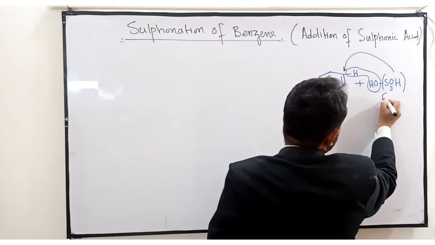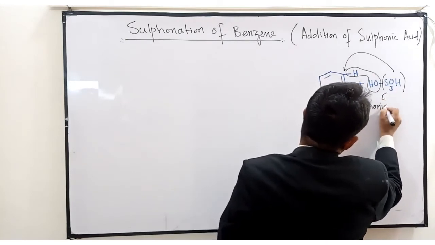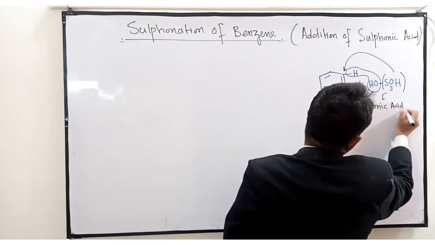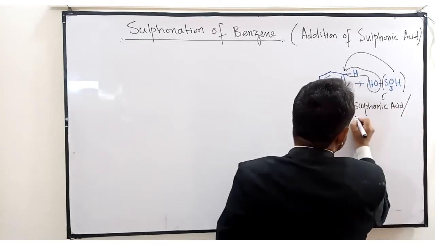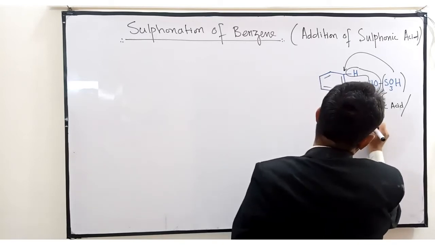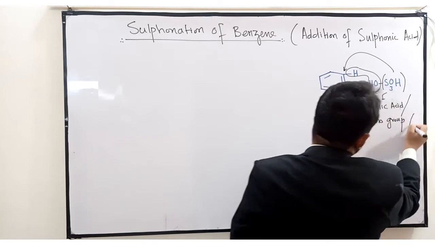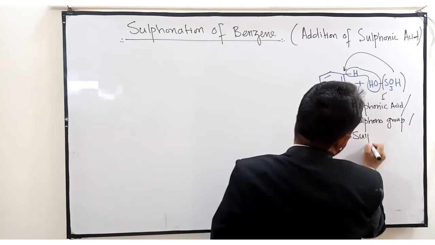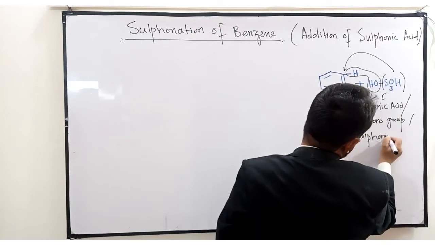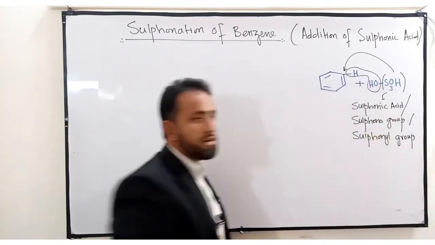SO3H is known as the sulfonic acid group. This is called sulfonic acid. Or this is also known as the sulfono group, or sometimes it is also known as the sulfonyl group. These are different names given to SO3H.